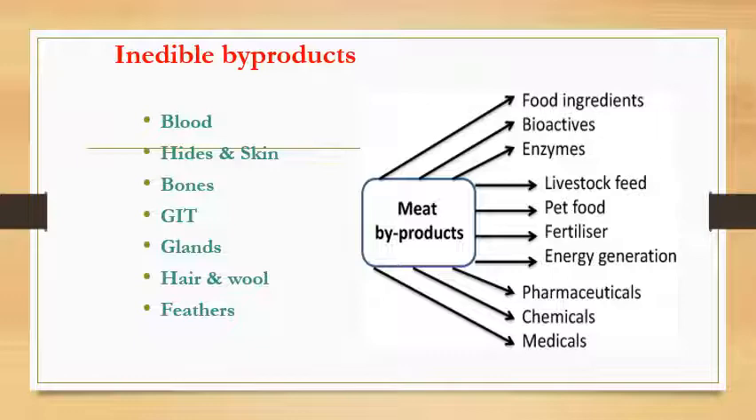Similarly, there is hide or skin. We can get bones if we go for deboning, especially in the case of large animals. Then we get the GI tract. The GI tract is a major part from which many utilizations can be done. Briefly we will talk here, and later we will discuss in detail. Then glands. Many glands can be collected during the slaughter. Then hair and wool, which we can get from sheep and goat, or hairs in the case of pig slaughter, and we can get feathers in the case of poultry slaughter. So these are the most important inedible byproducts. I will discuss a little bit more detail later.